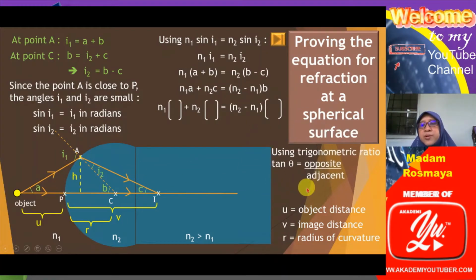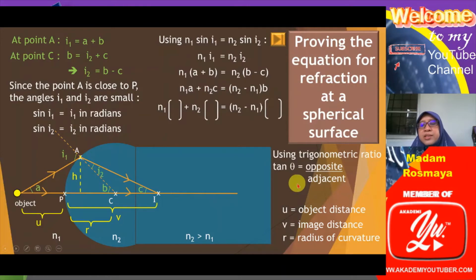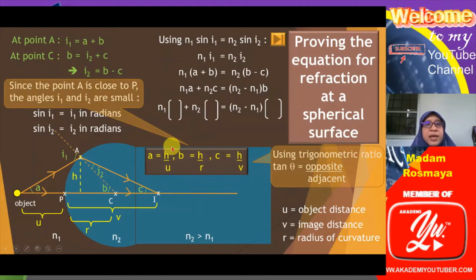So we use the trigonometric ratio for tangent. Tangent theta is opposite per adjacent. We also can use tangent theta equals theta for the point A very close to P. So tangent A equals A. Then for this triangle AOP, A equals H per U. Opposite is H, adjacent is U.